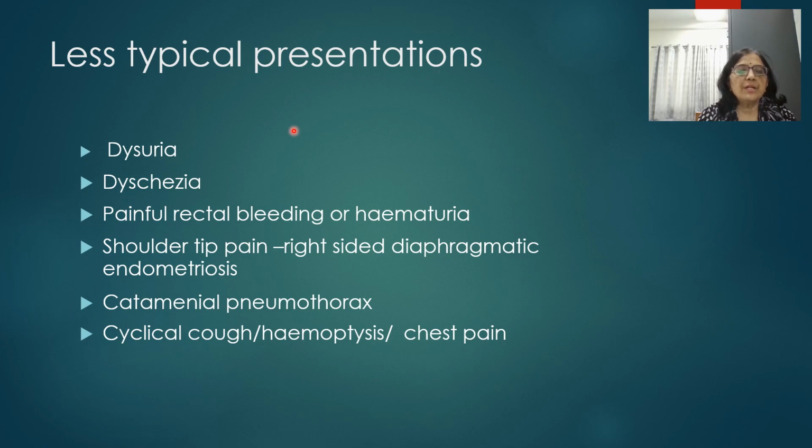Less typical presentations are dysuria, dyschezia, that is painful defecation, painful micturition is dysuria, painful rectal bleeding or hematuria, and shoulder tip pain, which is because of right-sided diaphragmatic endometriosis, catamenial pneumothorax. Catamenial is a terminology used whenever there is any symptom associated with or around the time of menstruation. So catamenial pneumothorax, cyclical hemoptysis, chest pain if there is involvement of pleura or lungs with endometriotic lesions.